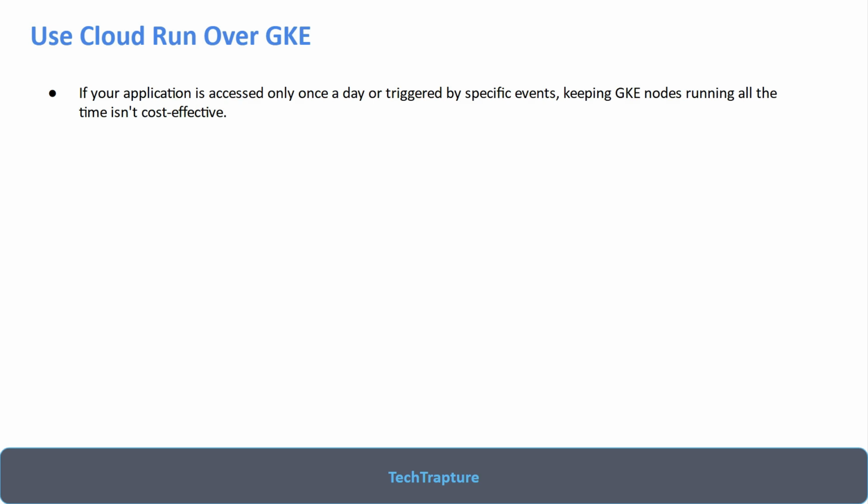Suppose we have an application that is accessed only once a day or triggered by a specific event, and you want to deploy that application as a container on Kubernetes Engine. You have to keep your nodes running all the time. Suppose your application is just to fetch some data through an API and you are deploying that on Kubernetes Engine, you have to keep your node running all the time instead of just for your specific time. That is one drawback here.